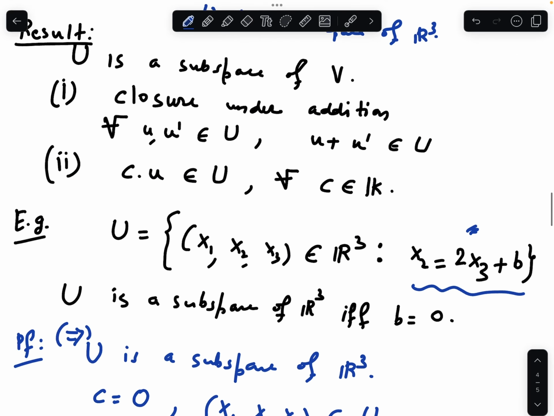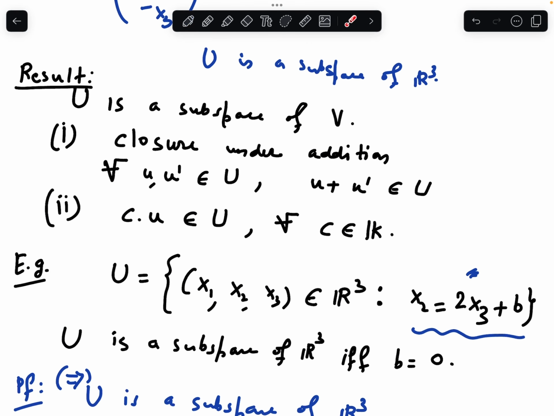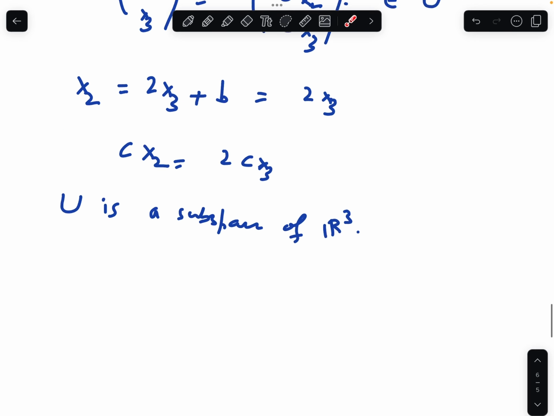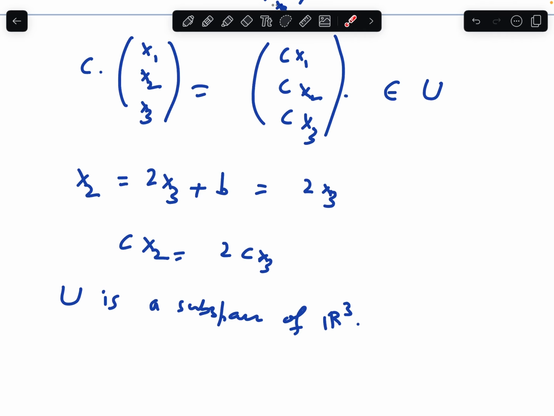So this is the result. U is a subspace of V, then closure under addition, and this, right? Let me make it stronger. U is a subspace of V if and only if this happens. Okay. So we have shown that this condition is satisfied and this condition is satisfied, and therefore U is a subspace of V. So U is a subspace of R3 in this case.